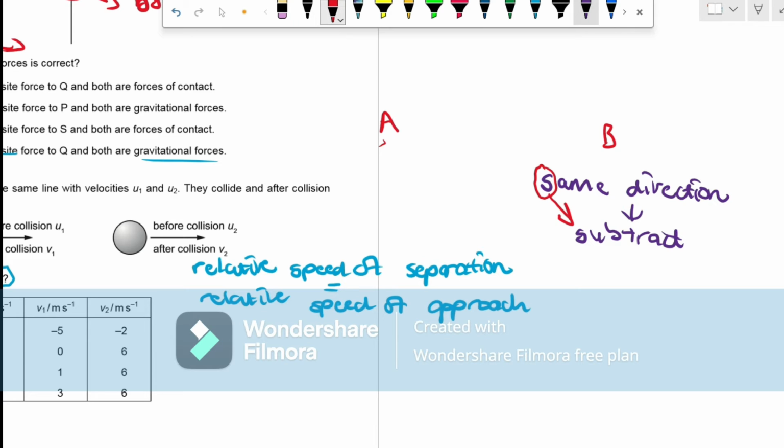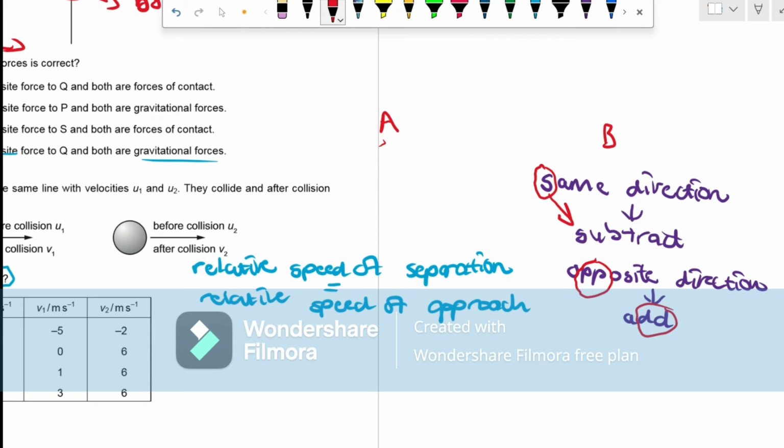But if they are moving in opposite directions, what are you going to do? You're going to add. How did I memorize this? I just knew this. Look at the situation. So if they are opposite, you add.